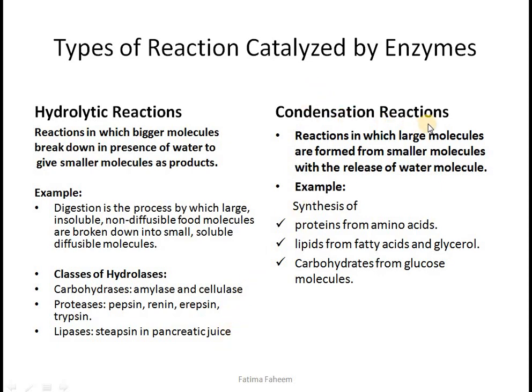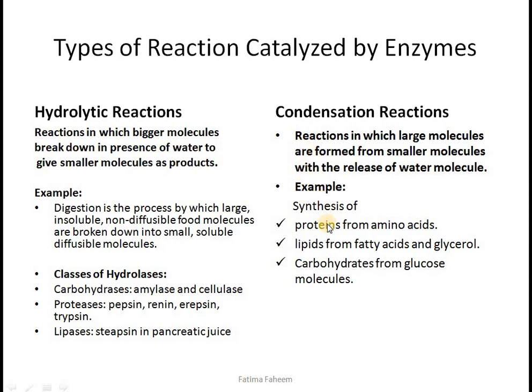Now we have condensation reactions. Condensation reactions are the reactions in which large molecules are formed from smaller molecules with the release of water molecules. So if you read the definition, condensation reactions are actually the reverse of hydrolytic reactions. Here the bigger molecules were broken down into smaller ones in the presence of water, while here in condensation reaction, larger molecules are being formed from smaller molecules with the release of water molecules.